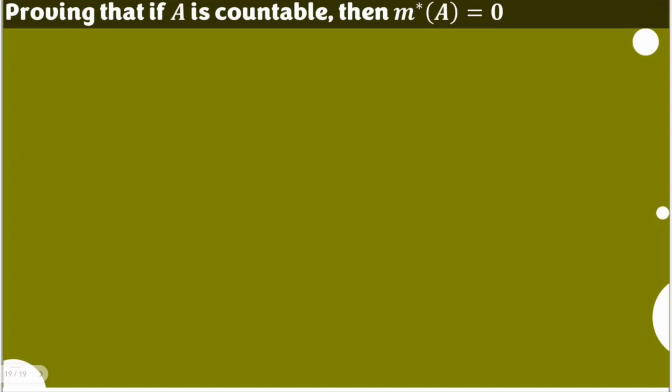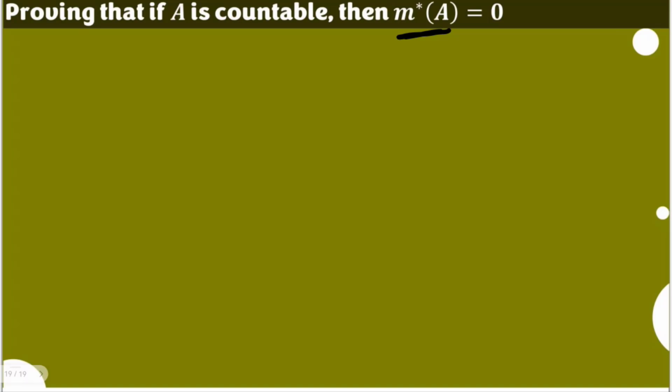Now, this is one of the important corollaries or statements when we talk about Lebesgue's outer measure. It tells us that if a certain set is countable, then the Lebesgue's outer measure of that set is equal to 0. Now, we already have established that the Lebesgue's outer measure of the empty set is 0, and the Lebesgue's outer measure of singleton sets is also 0.